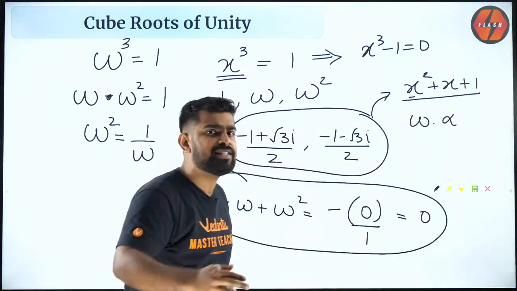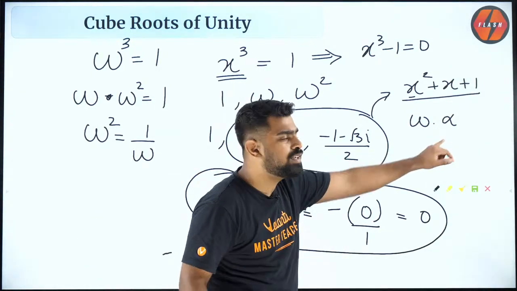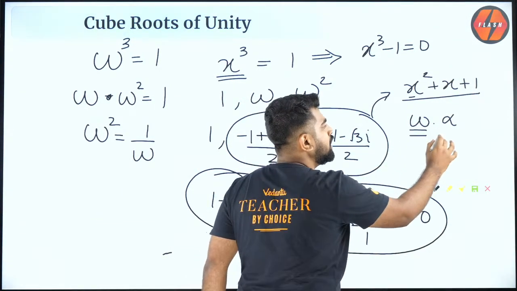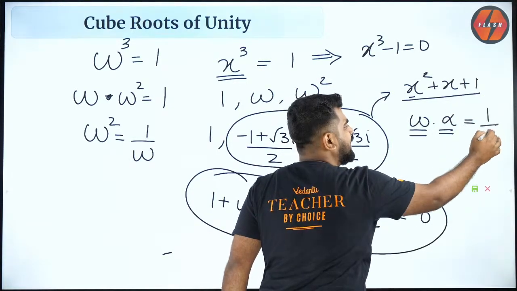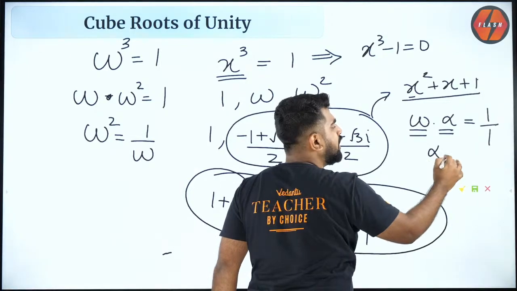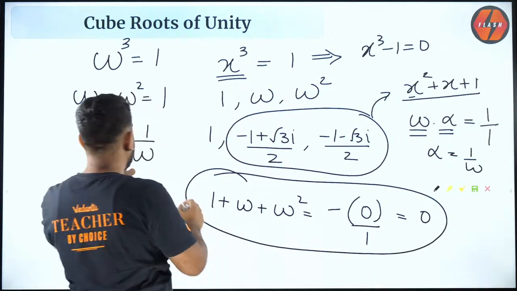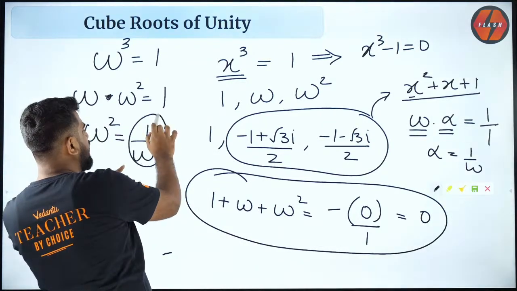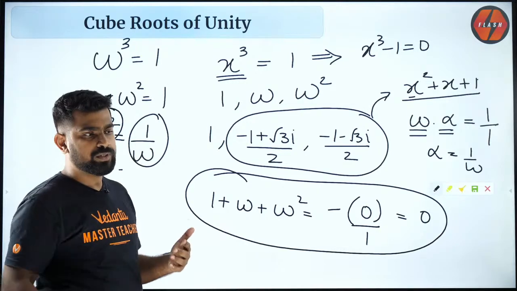Because someone is asking, sir, why are you calling it omega square? So I'll call it alpha. So let's say one root is omega, the other root is alpha. The product of roots is c by a. So can I say alpha is equal to 1 by omega? So what is alpha? So that's how you do it.